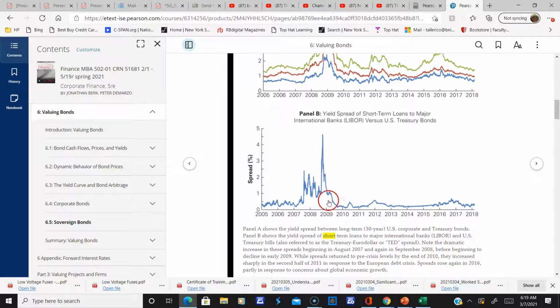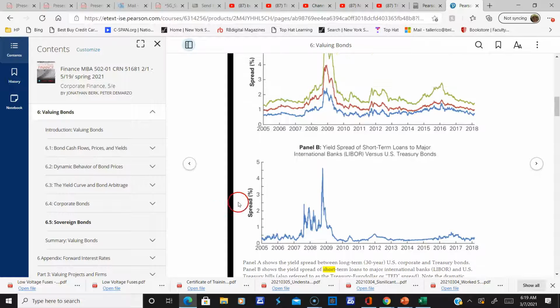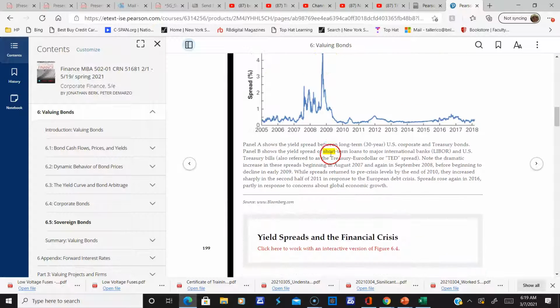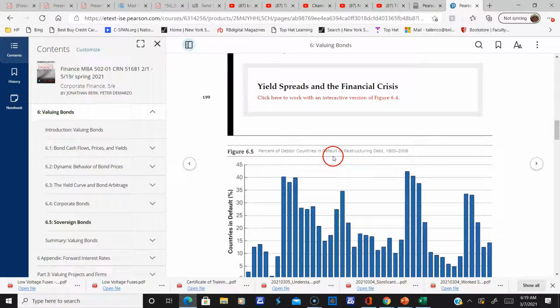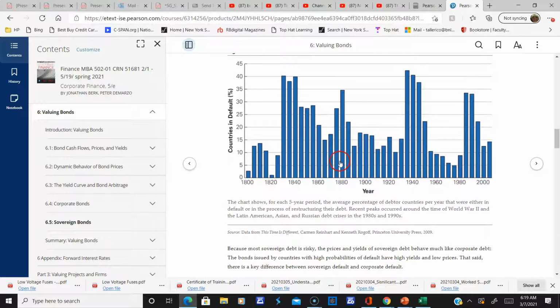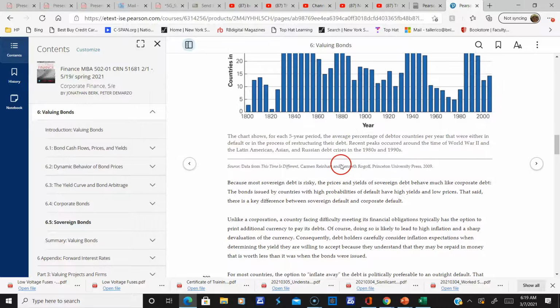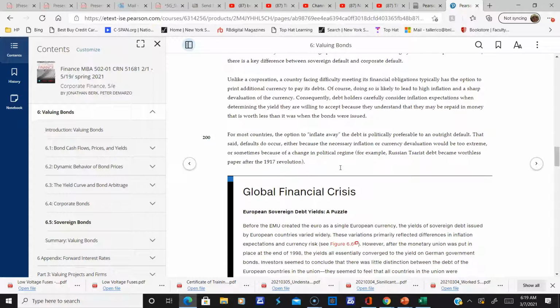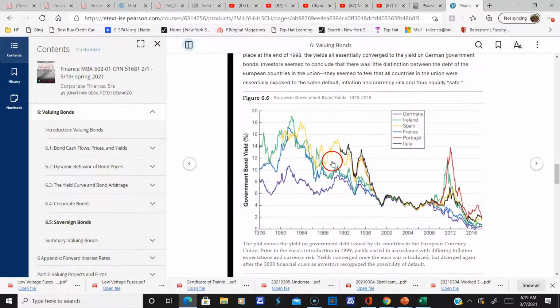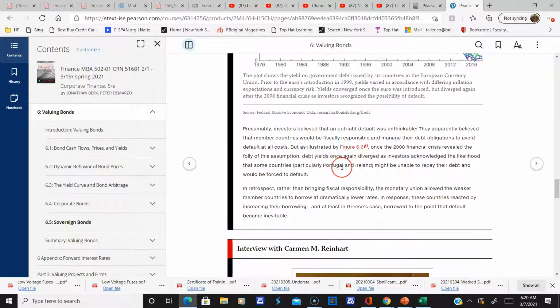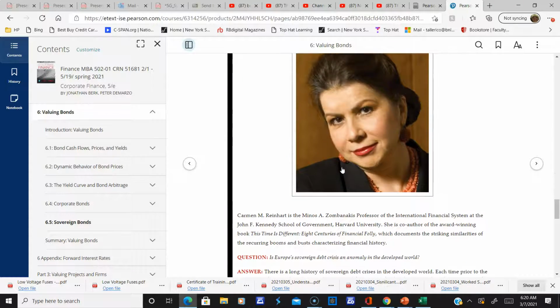And here's the spread between short-term loans to major international banks and U.S. Treasury bills, also referred to as the Treasury Eurodollar. This is the TED spread, it's called. You can see that there was a lot of stress in 2008. All right, so more on the global financial crisis here, which is an interesting read. They give you a lot of good stuff to read.